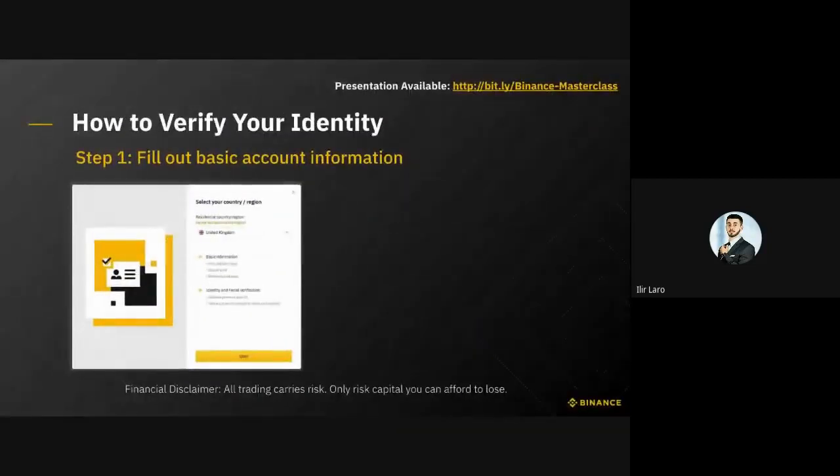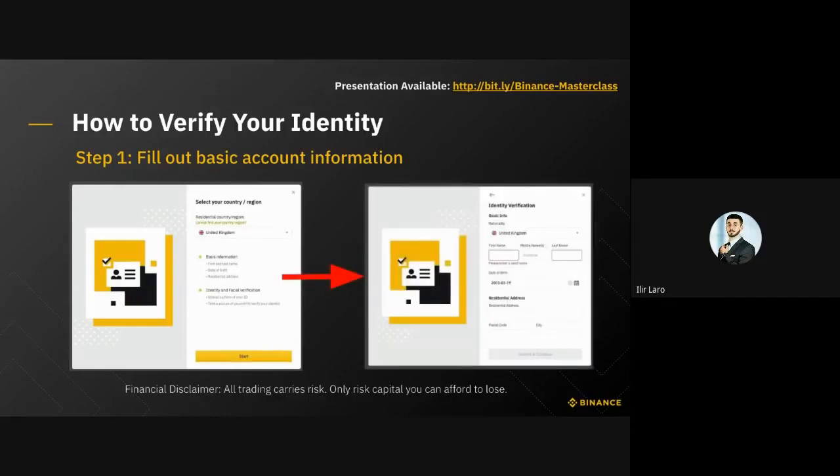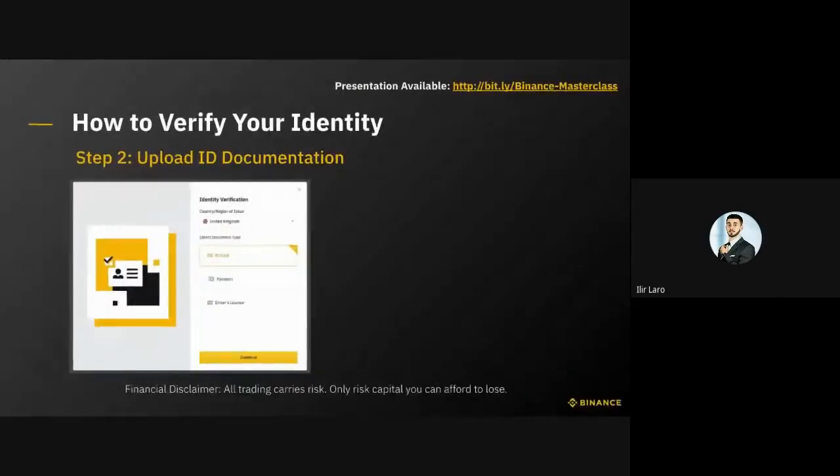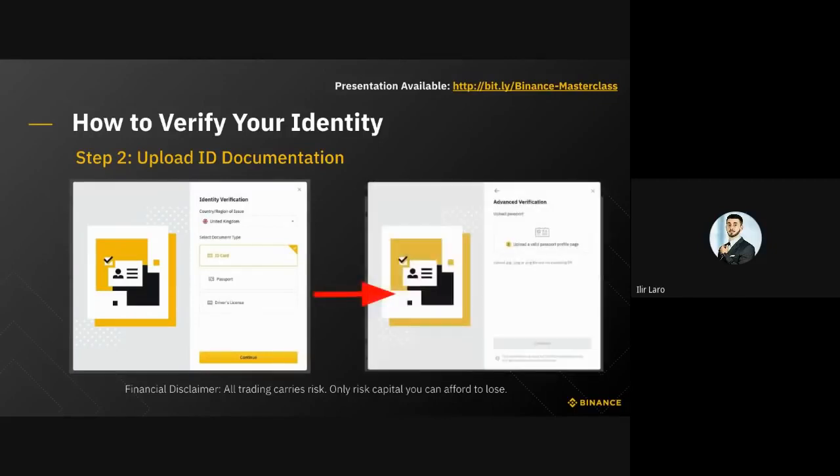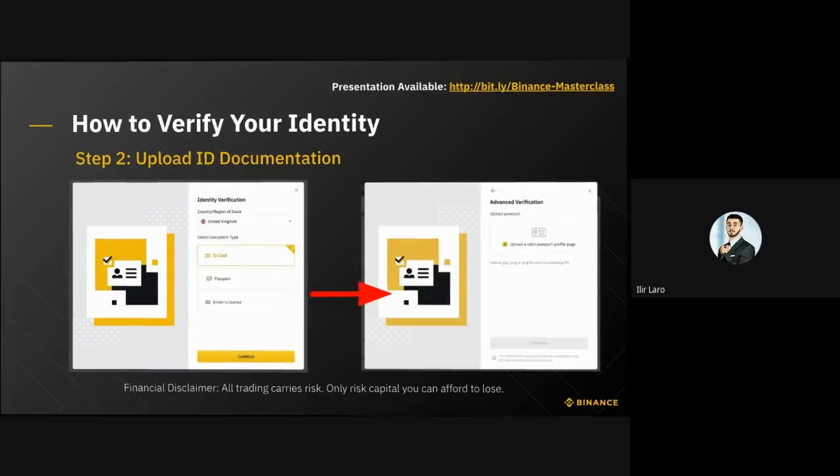Now, there are 3 steps to verifying your account. The first step is filling out basic account information. So this is essentially your first name, your middle name, your last name, your date of birth, your residential address, your postal code, all of the things that you would expect from registering an account. Once you've completed that, it moves into the ID documentation. Like I mentioned before, there are 3 types of documentation that we accept: ID card, passport, and driver's license.